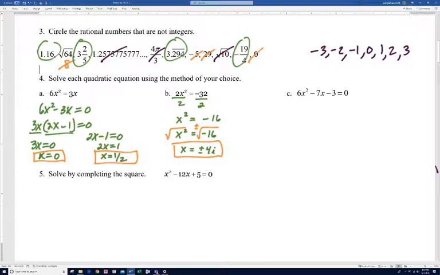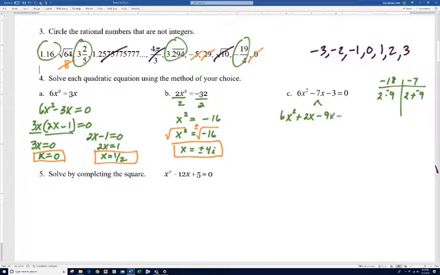Now on 4c, I'm hoping that I can factor using the AC method. If not, I would have to go to the quadratic formula. So we need two numbers that multiply to negative 18, that's my AC, and add to negative 7, my B term. And so you could try the different factors of 18. 2 and 9 are the ones that work, and you need to make the 9 negative. So notice 2 times negative 9 is negative 18, and 2 plus negative 9 is negative 7.